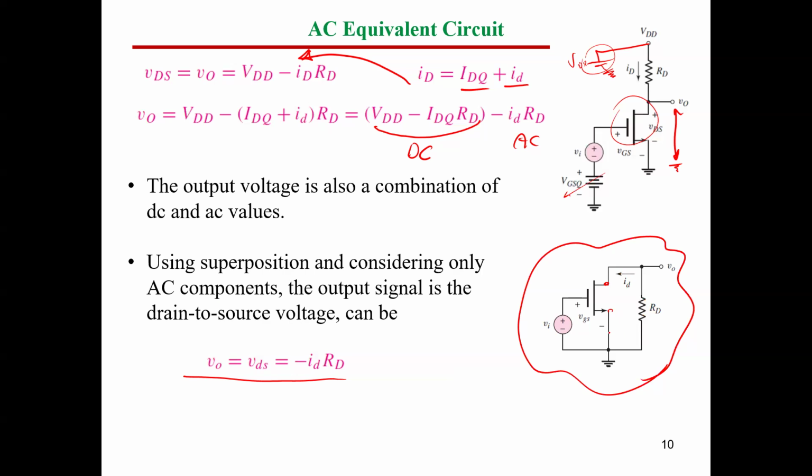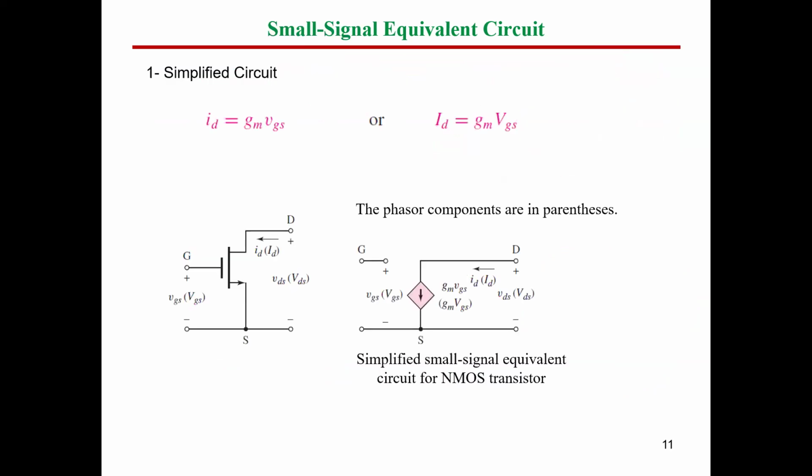So we need to make a model for the MOSFET. Let's see, guys, how can we make a model for our MOSFET and then replace this part of the circuit by the equivalent circuit of the MOSFET and return it back here in this circuit. So this would be the equivalent circuit now. The equivalent circuit of the MOSFET, we will call it the small signal equivalent circuit. How can we do that?